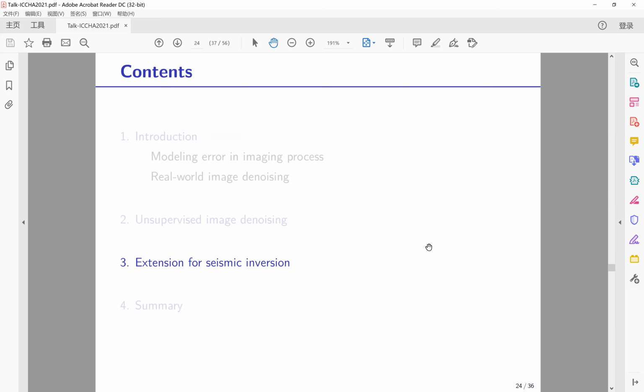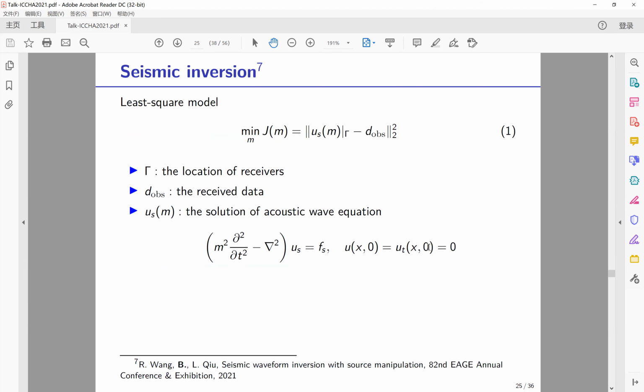So this is the second example. Let's do a quick revision of seismic inversion. In seismic inversion, we try to solve these least squares problems, where u is our model. This model is the solution from this. We assume this is the acoustic wave equation, and usually we use gradient descent or the adjoint state method to solve it.